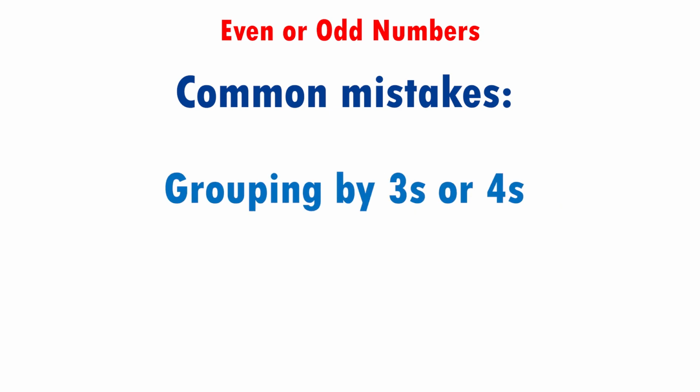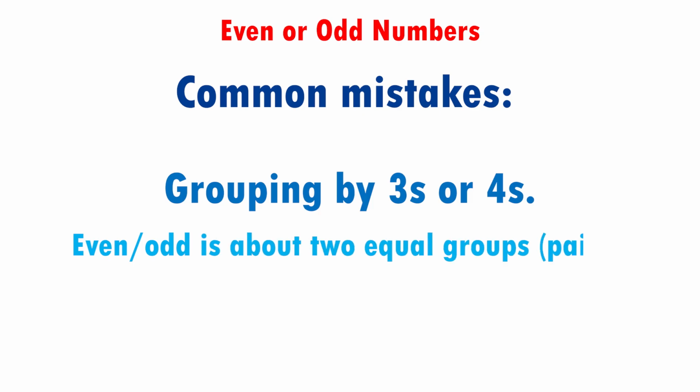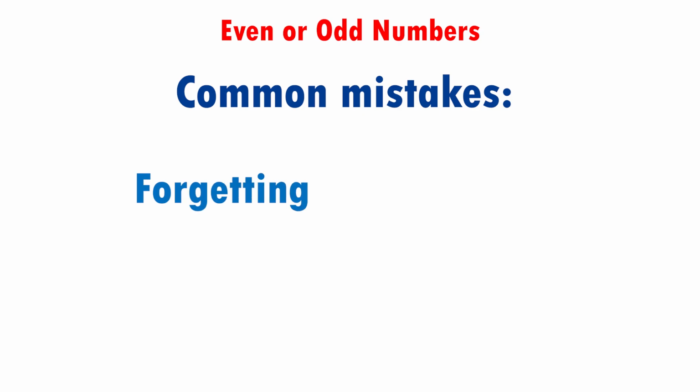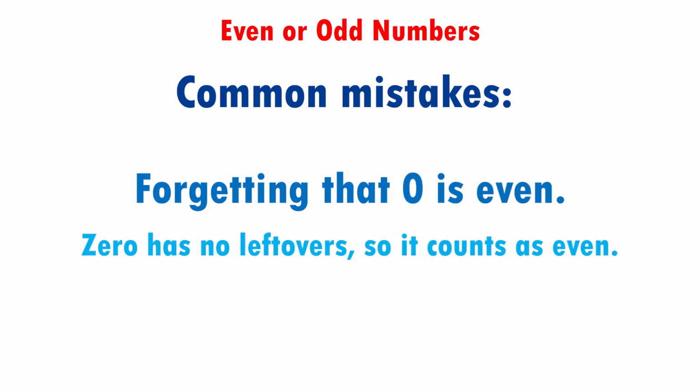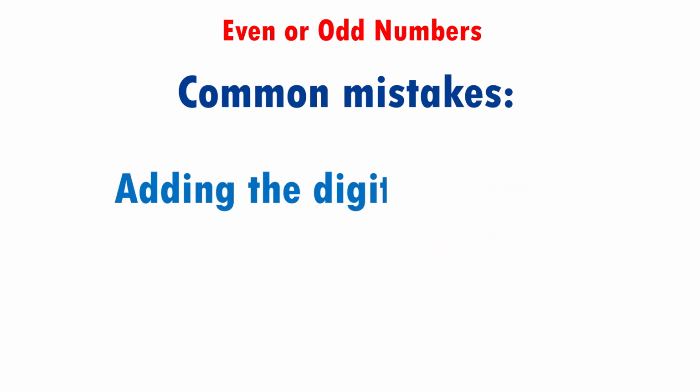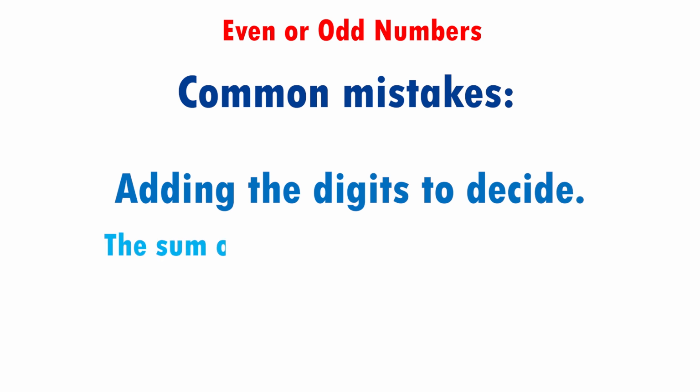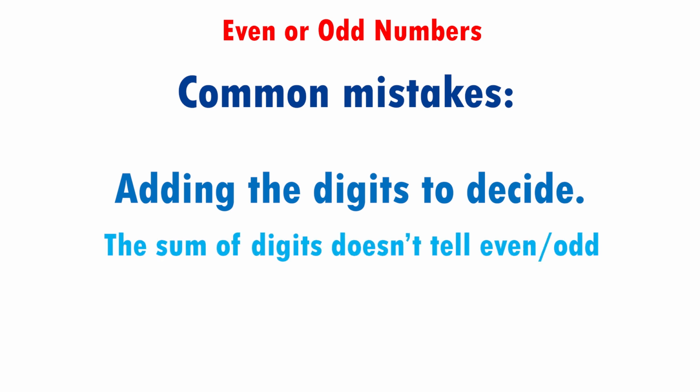Grouping by threes or fours. Even or odd is about two equal groups, pairs, not groups of 3 or 4. Forgetting that 0 is even. 0 has no leftovers, so it counts as even. Adding the digits to decide. The sum of digits doesn't tell even or odd. Use the last digit rule.